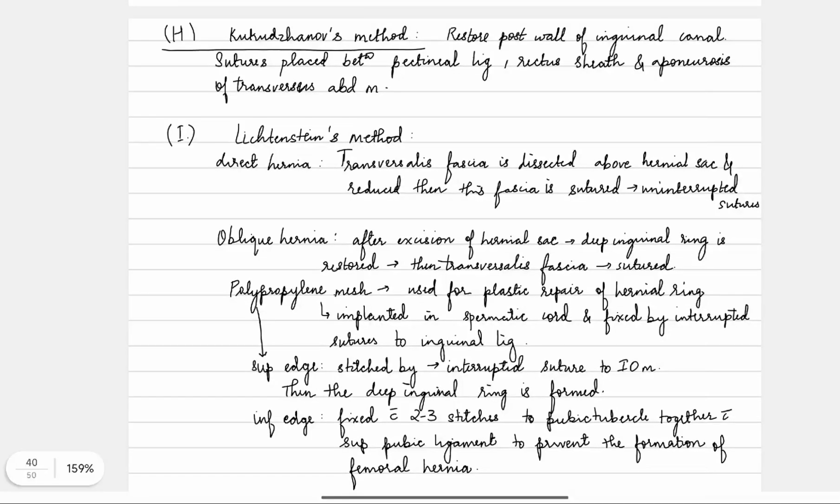Next is Kukudzhanov's method. It is done to restore the posterior wall of the inguinal canal. The suture is placed between the pectineal ligament, rectus sheath and aponeurosis of the transverse abdominis muscle.